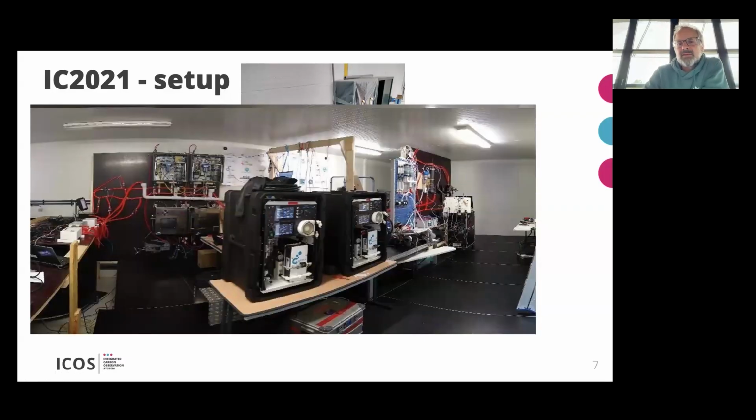And this is more or less the same picture after all the instruments were installed. Around the tank, you see all the underway equipment, and back here, hanging on all the ropes, were the submersible instruments.